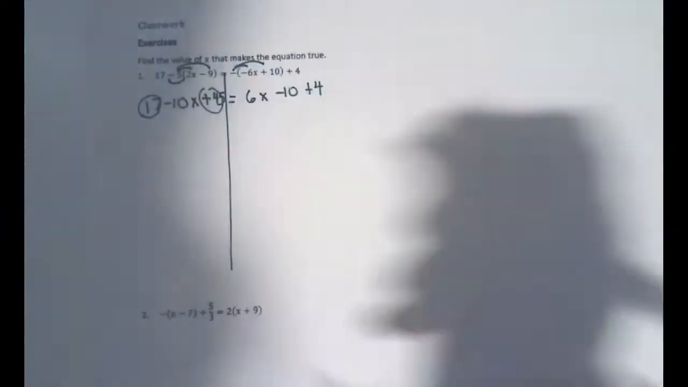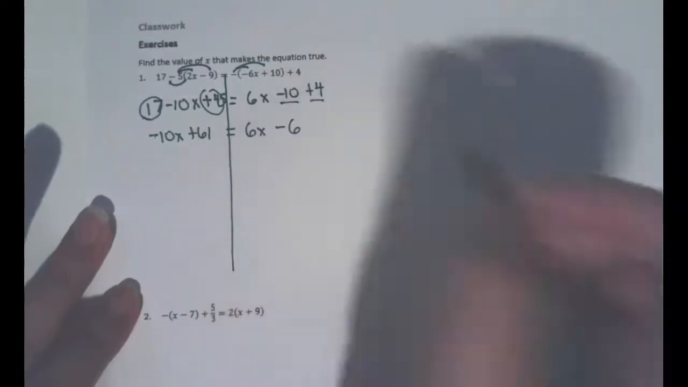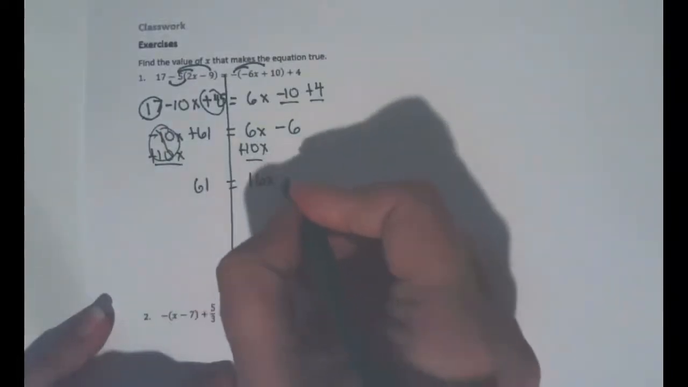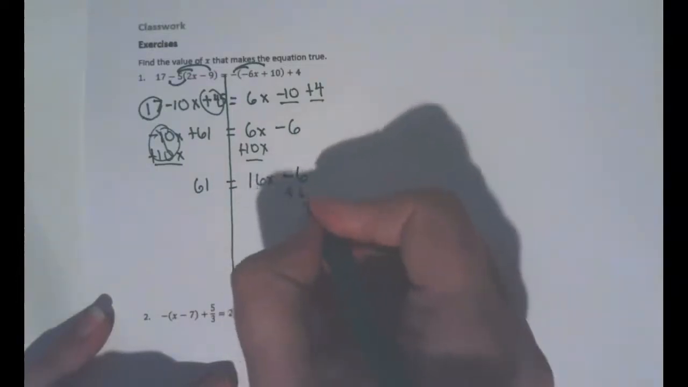Then I'm going to combine like terms. So 17 plus 45 is 61. So I have -10x plus 61 equals 6x minus 6. Then I'm going to add 10x to each side of the equation. This will allow me to have a positive coefficient of x, which is not necessary, but not bad either. I'm going to add 6 to each side.